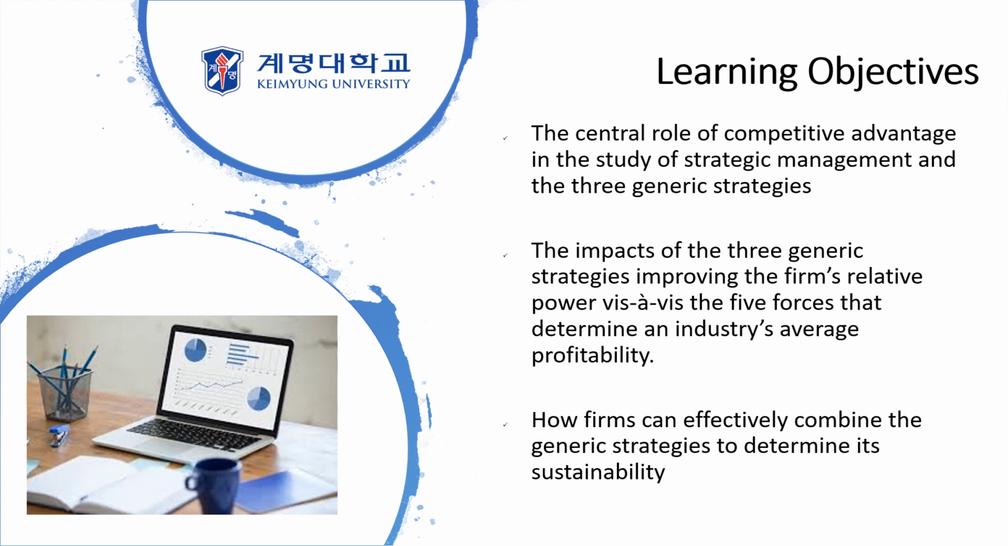Secondly, let us familiarize ourselves with the impacts of the three generic strategies, improving the firm's relative power vis-a-vis the five forces that determine an industry's average. And lastly, how firms can effectively combine the generic strategies to determine its sustainability. It will also cover the stages of the life cycle that have an important implication for a firm's relative emphasis on functional capabilities and value-creating activities.